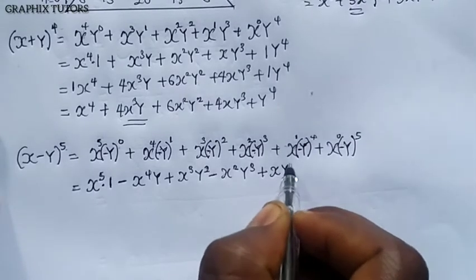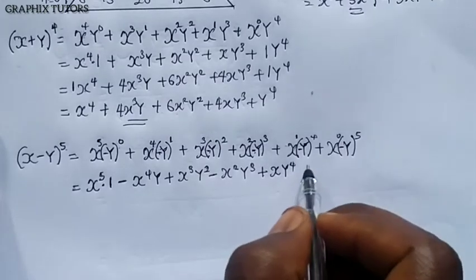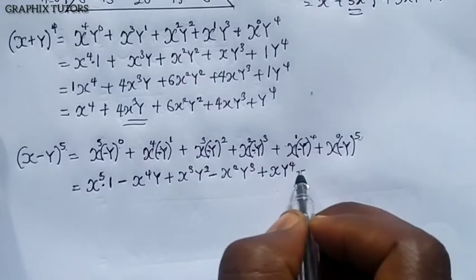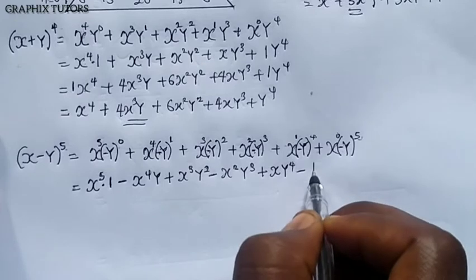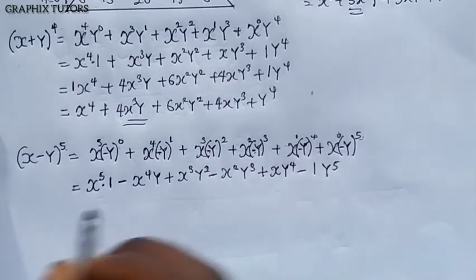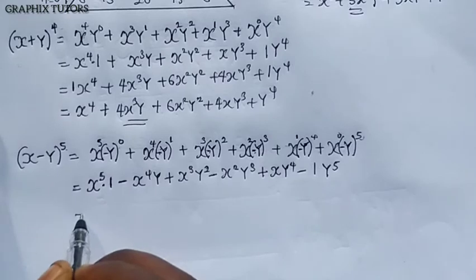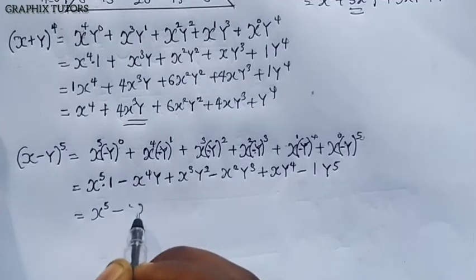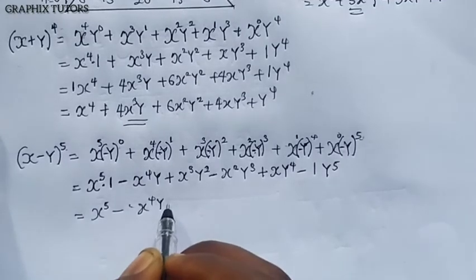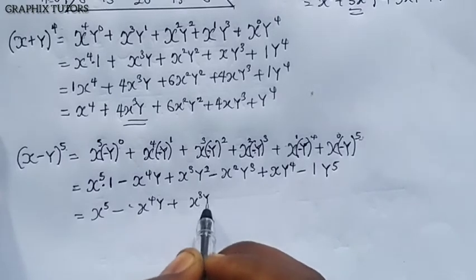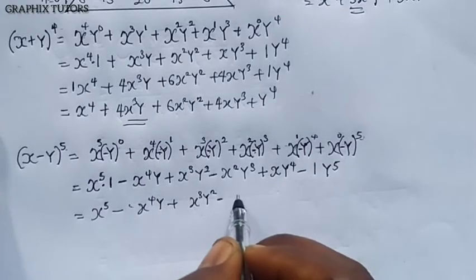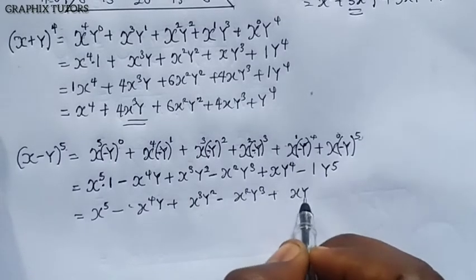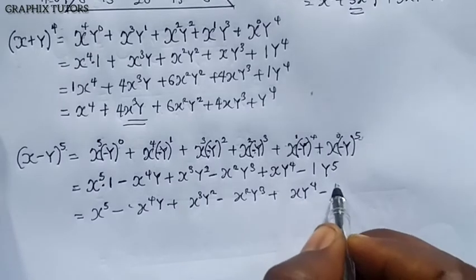Now the next one is negative and the power is odd, so the negative affects this positive here, so it becomes minus. So x raised to the power 0 is 1, then we have 1, then we have y^5. So from here we'll move forward. This will now give me x^5 times 1, which gives me x to the power of 5, minus x to the power of 4 y, plus x^3y^2, minus x^2y^3, plus xy^4, minus y^5.